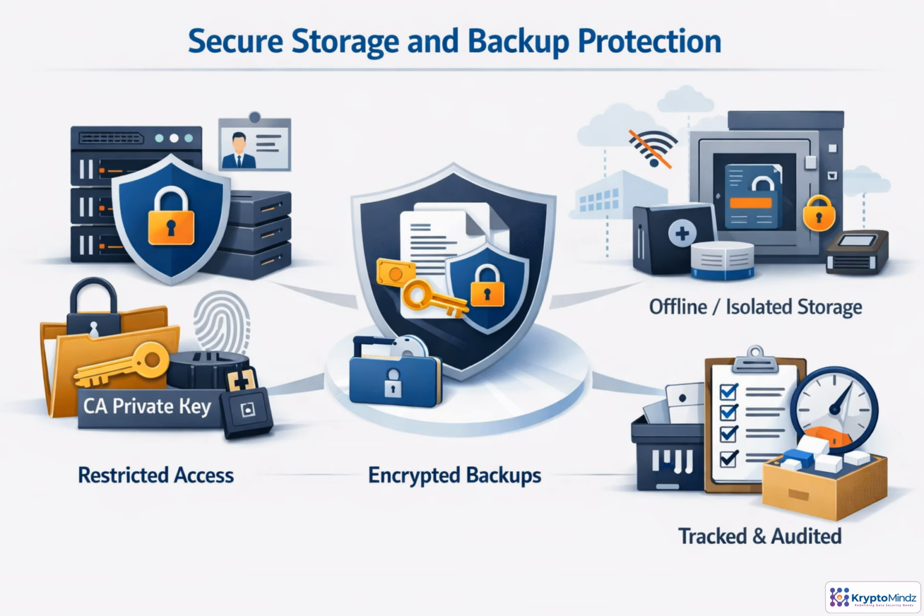Your CA backup is like a master skeleton key. If someone gets it, they can impersonate your entire organization. Protection starts with people. Only a tiny trusted admin group should handle these backups. Then add strong encryption and unique long passwords for any exported keys. Keep at least one copy offline or in an isolated vault, so ransomware can't touch it. Finally, log every backup move, restore, and destruction step for full accountability.